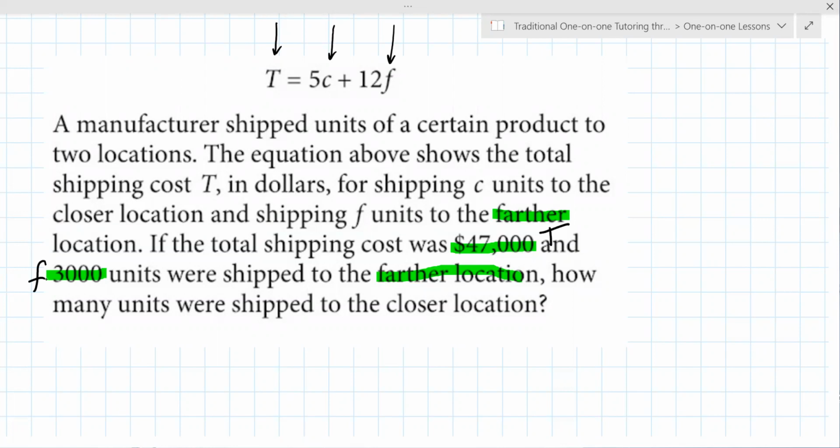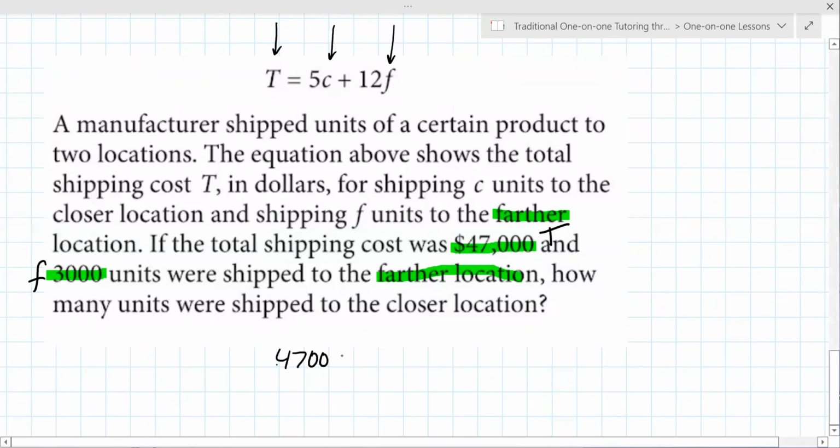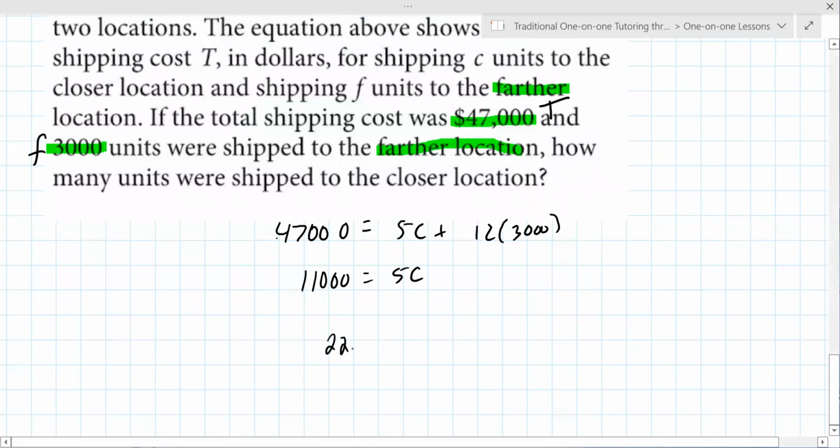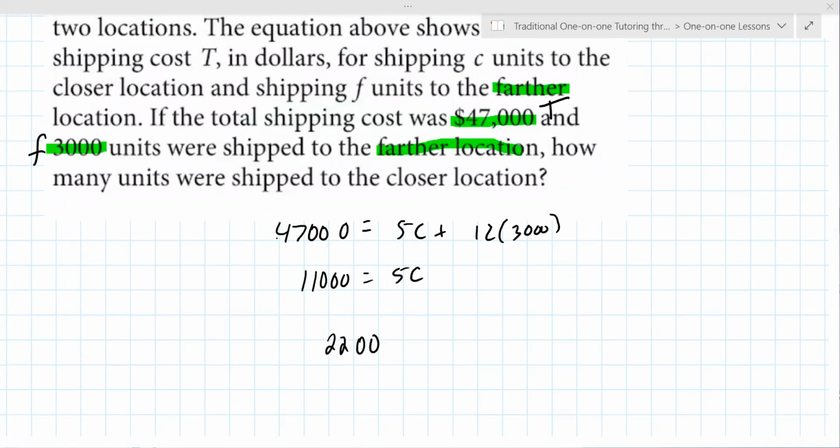I got C is 2,200. Yeah, I agree. I'm pretty sure that's correct. It's 47,000 equals 5C plus 12 times 3,000. So that's 36,000. And when you subtract, you get 11,000 equals 5C. Divide by 5 to get 2,200. Very good. Okay. Not too bad, right? When the equation is given, you're probably going to use the equation. Not always, but that's pretty good.